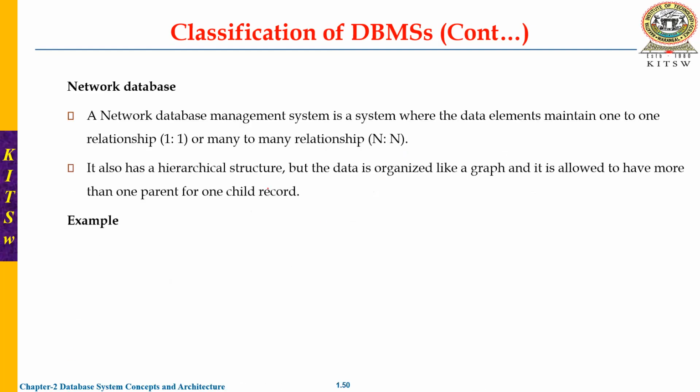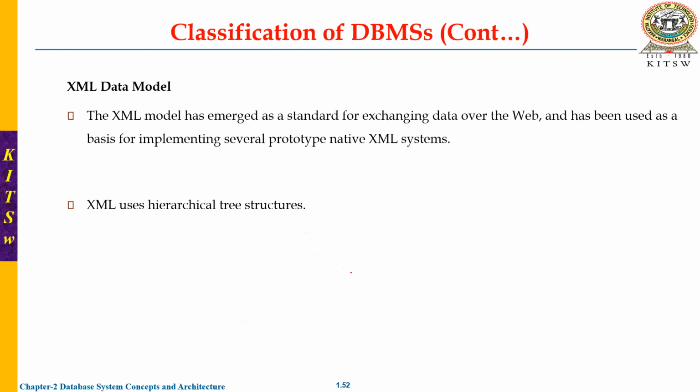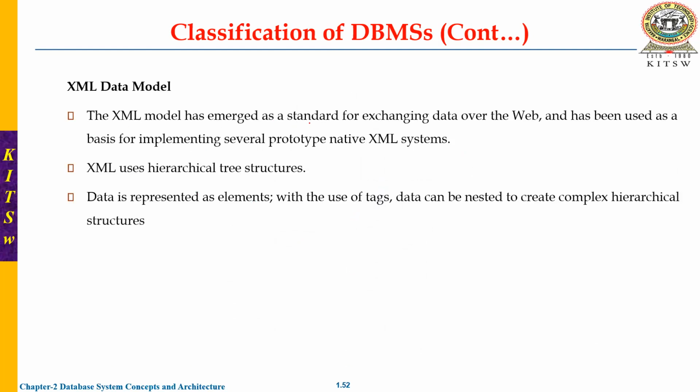Network model. A network model database is a system where the data elements maintain one-to-one relationships and many-to-many relationships. So a general example is this one. This is the network: college, teachers, and department, and teacher A can go to different departments. So this is the network model. The XML model has emerged as the standard for exchange of data over the web and has been used as a basis for implementing several prototype native XMLs. It is like a hierarchical tree structure.